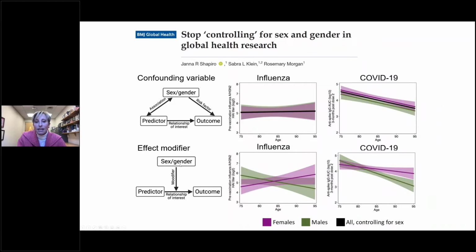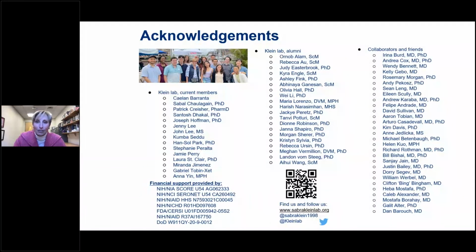Now, if we take these exact same data and treat sex and gender as an effect modifier, as something that might be intersecting or interacting with our predictor, again age, on the outcome, again vaccine antibody responses, what we observe for both responses to influenza vaccines and COVID vaccines is that the age-associated decline in antibody responses is only observed among males, not among females. Among females, we see no significant change in the antibody response. So we miss out on that intersectionality, which may better explain targeting. It may even better explain the variability that we see in the therapeutic benefit of our interventions, including vaccines.